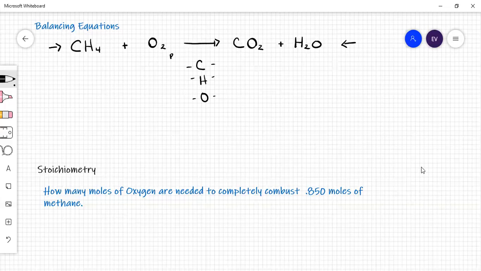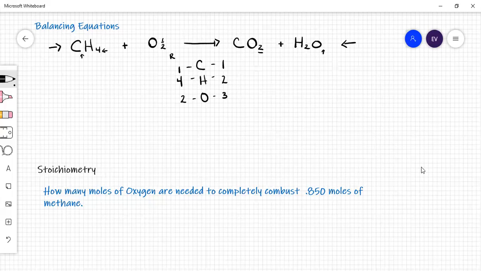On the reactant side, how many carbons do we have? There's no number there, so we can assume 1. Hydrogens, this number tells us that we have 4. And oxygens, this number tells us that we have 2. So these are the amounts on the reactant side. If we do the same for the product side, carbon, we have 1. Oxygen, we have 2, plus 1 more is 3. And hydrogen, we have 2.